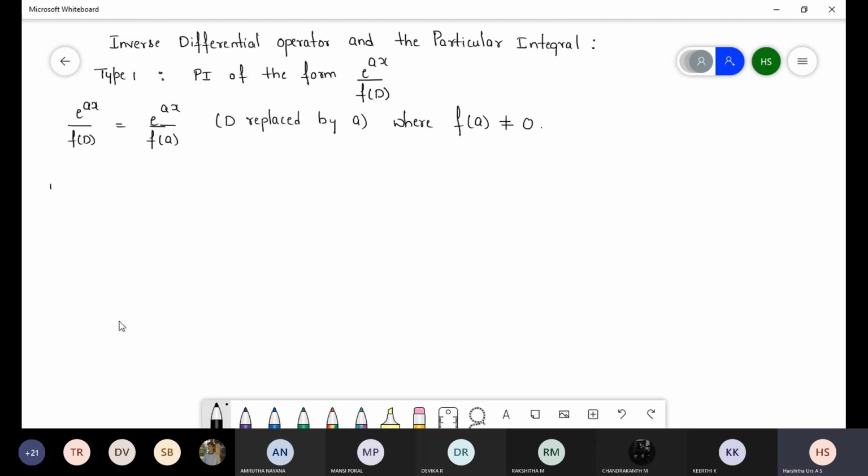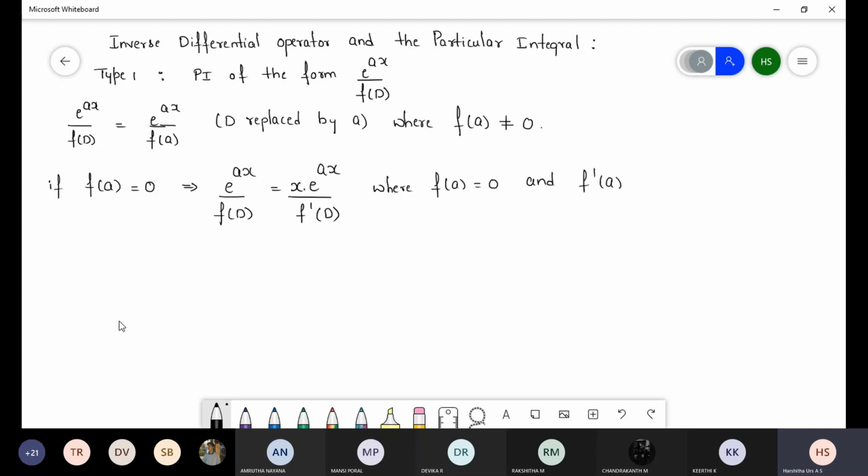Condition: suppose if f of A is equal to 0, then what we have to write? e power ax divided by f of D is equal to e power ax, here we have to mention x divided by differentiation of f, f dash of D, where f of A is equal to 0 and f dash of A is not equal to 0, because D is replaced by A. At that time it will become f dash of A.